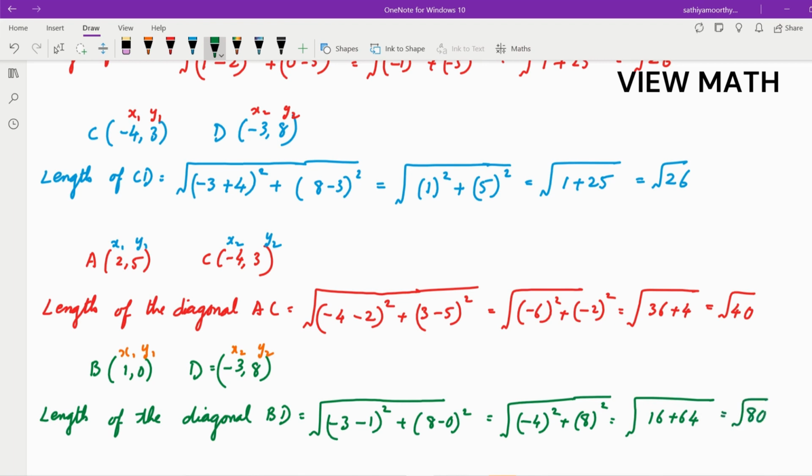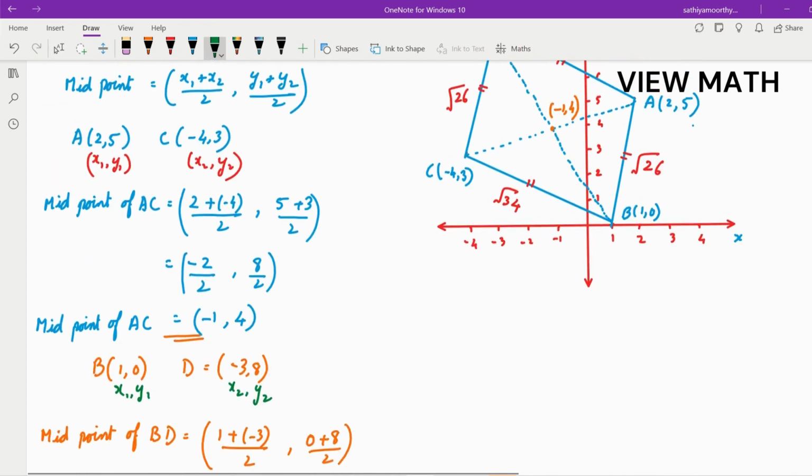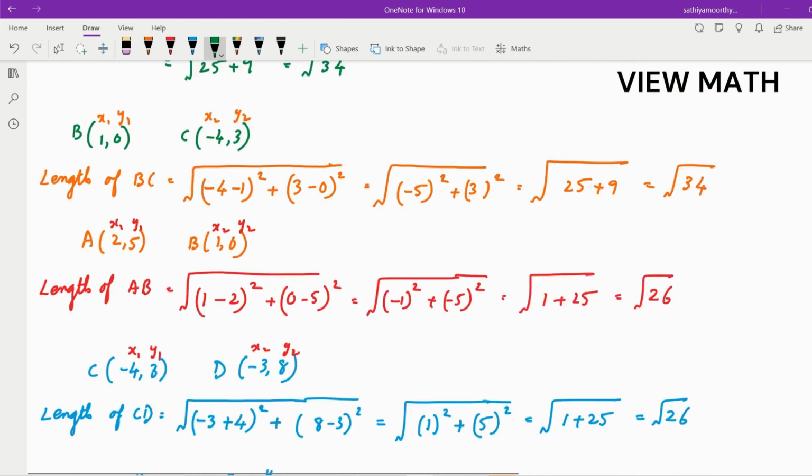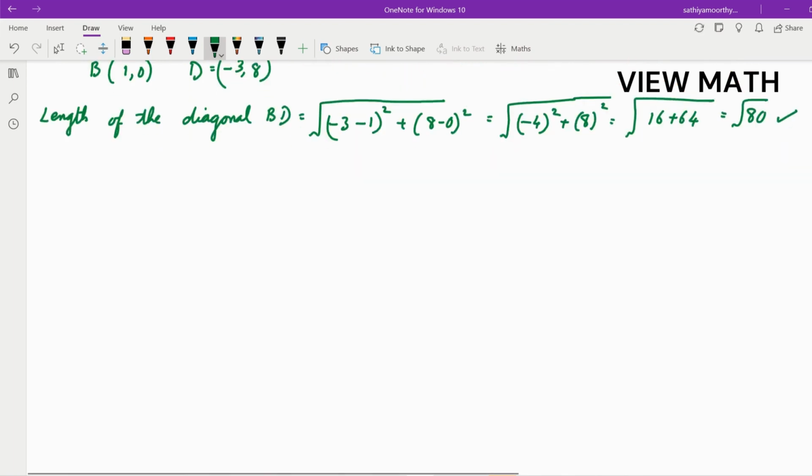So I can see the diagonals are square root of 40 and square root of 80, which are not equal. So it is not a rectangle, therefore it is a parallelogram. The length of the diagonal AC is square root of 40 and the length of the diagonal BD is square root of 80. So I can see the opposite sides are equal, the diagonals are not equal, and they intersect at the midpoint. Therefore, from these properties I can say it is a parallelogram. If the diagonals are equal, then I can say it is a rectangle.